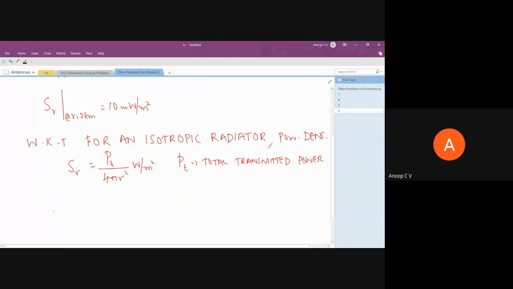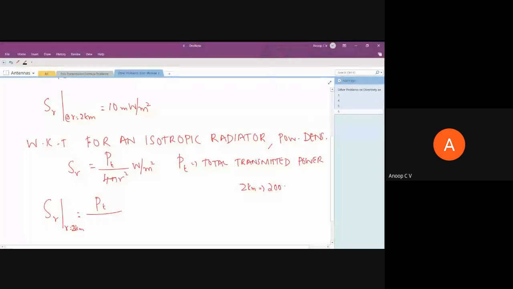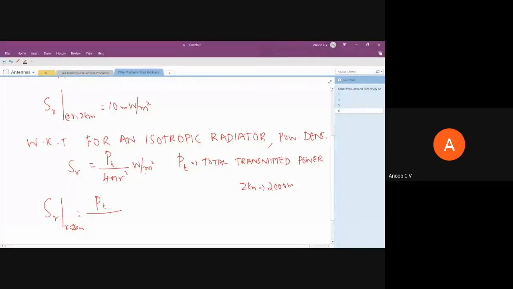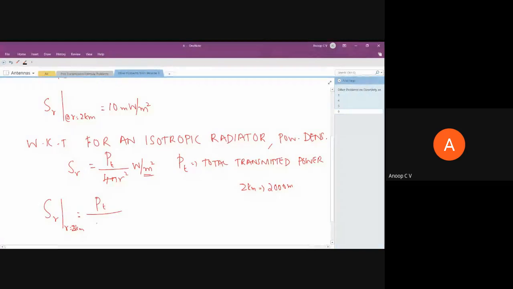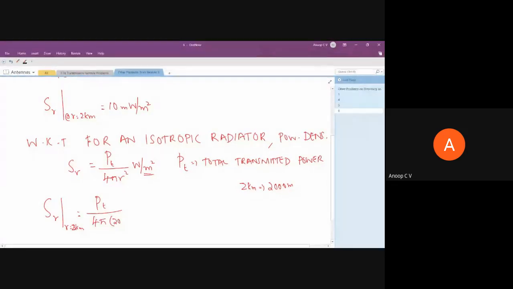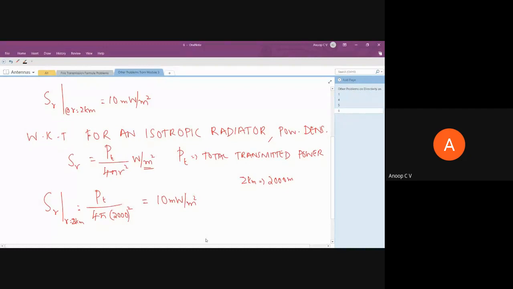So now power density at R equal to 2 kilometer, you should write it as 2000 meter. Why? Because it's given in watts per meter square. So PT divided by 4 pi times 2000 square is given to be equal to 10 milliwatt per meter square.